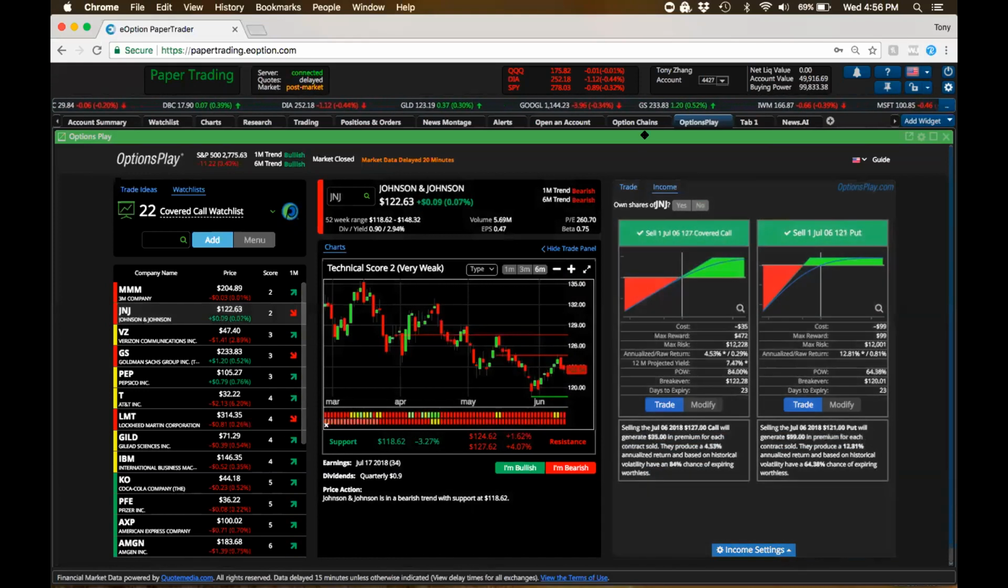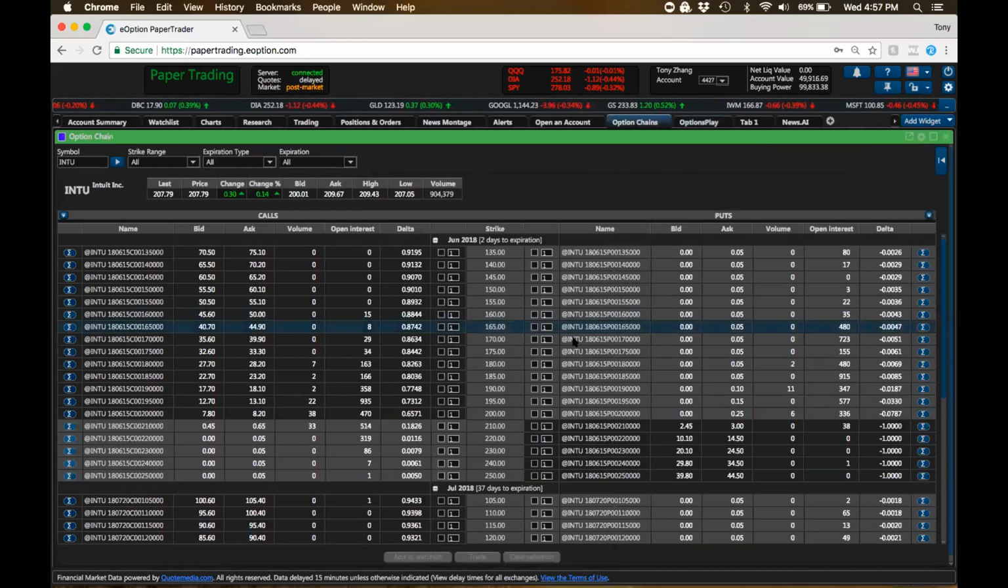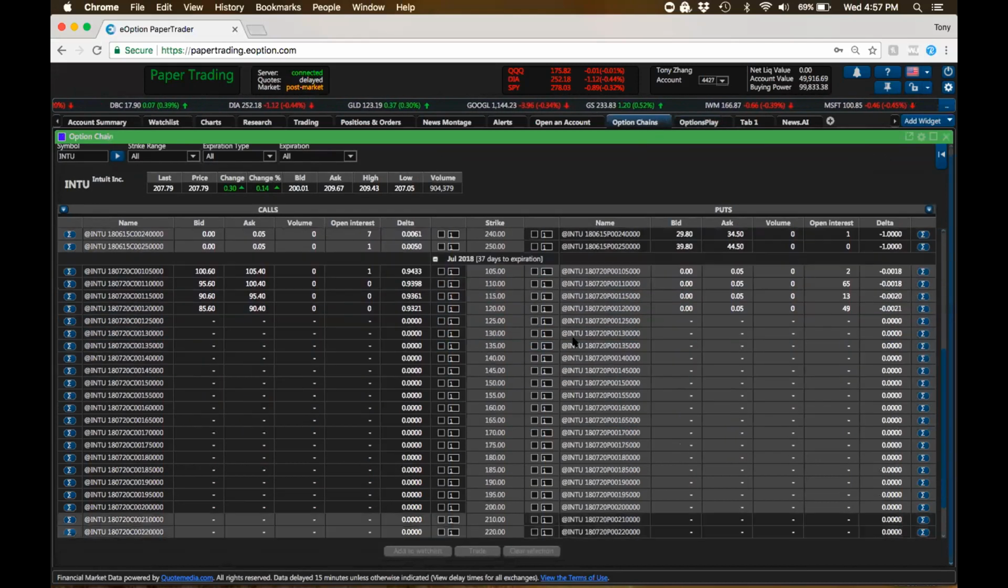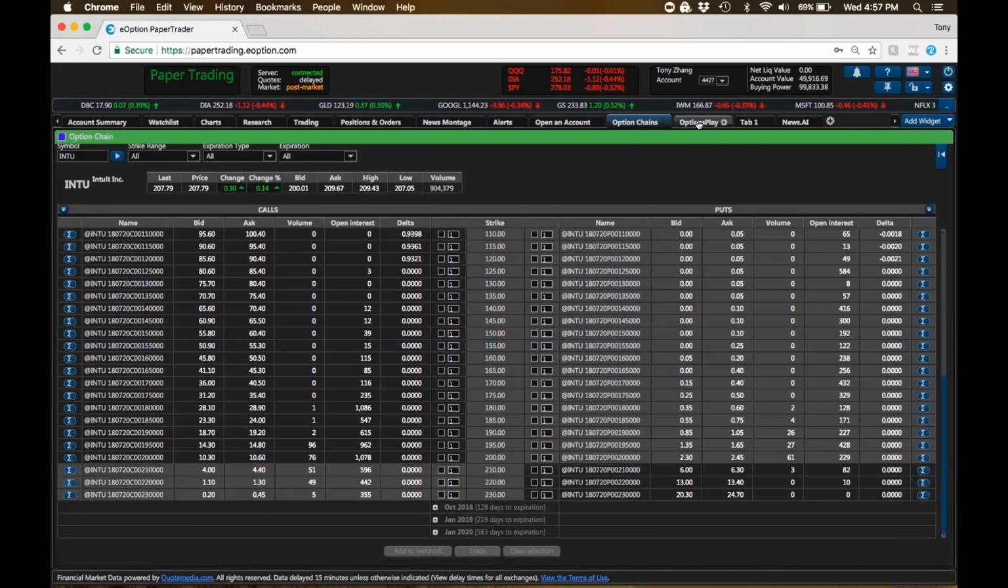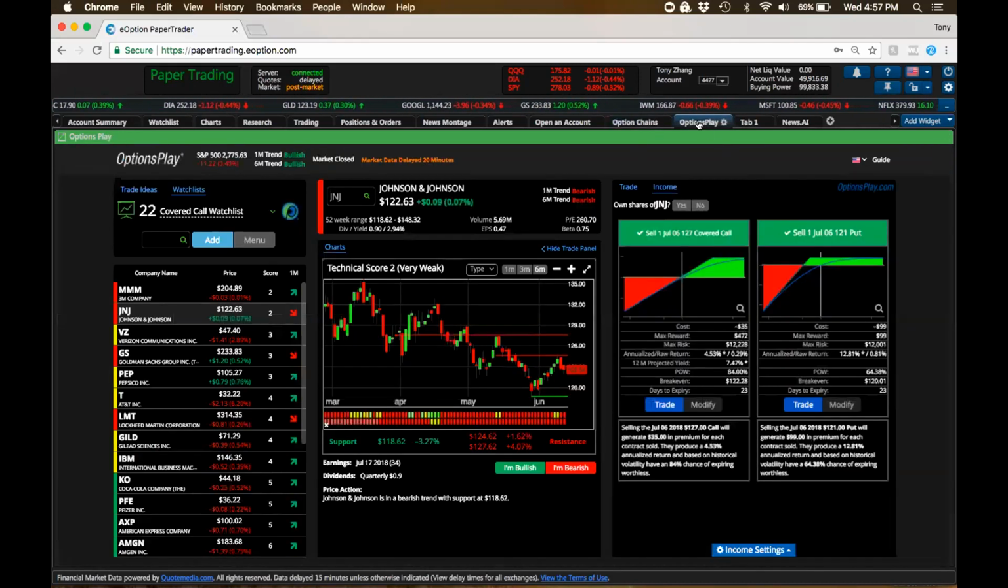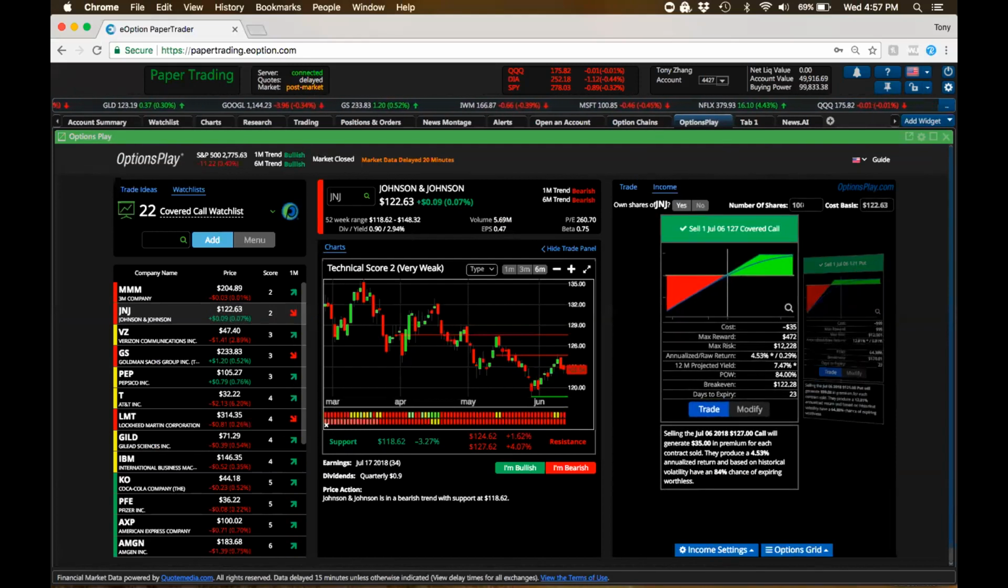And what it does is, instead of having to go through the chains, search for an expiration date, search for a strike price, it basically does all of that for you. It basically returns which expiration and strike price meets your criteria and best suits you. So here, as you can see, it'll ask you, do you own shares of Johnson & Johnson? You click on the yes button. You can type in the number of shares you own. So let's say you own 300 shares of Johnson & Johnson.